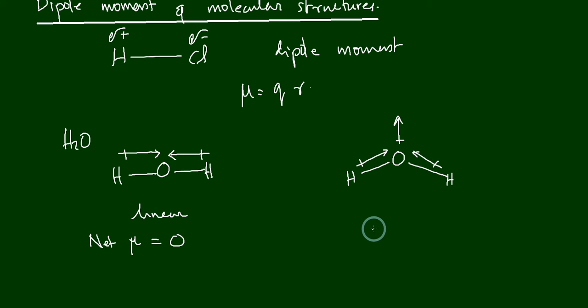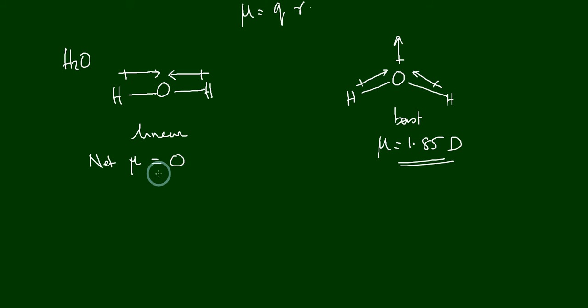And if we are measuring the dipole moment of the water molecule, we can see that the actual dipole moment mu is equal to 1.85 debye. Okay, that is a non-zero value. So what should we conclude? We have tested two possibilities. One is linear, and another is bent. And if it is linear, the dipole moment should be zero.